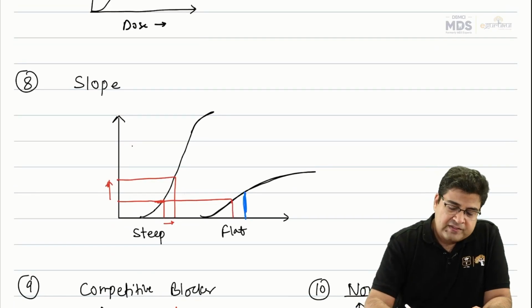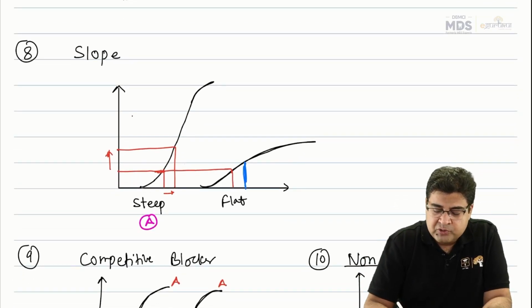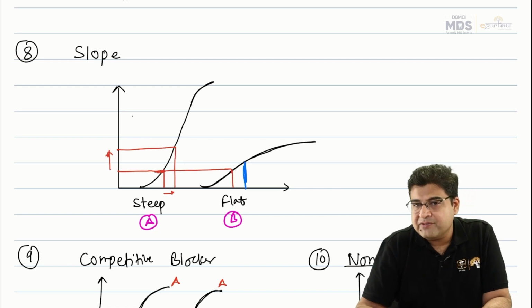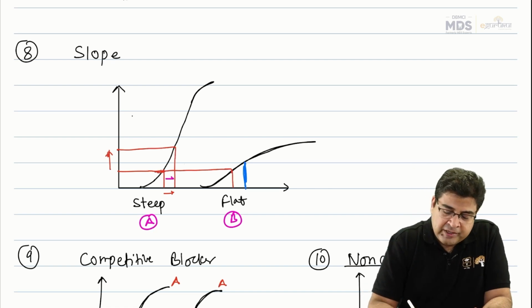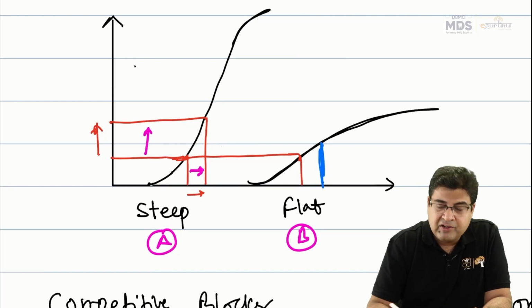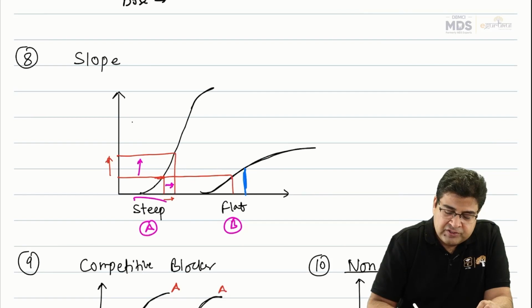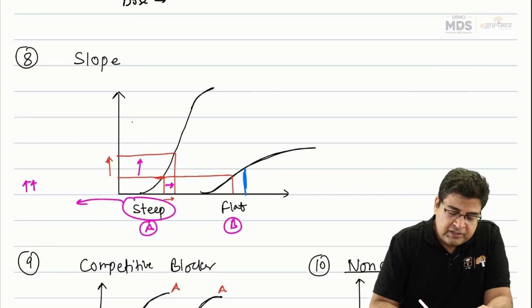Now the slope of DRC is also important. We can have 2 types of slope. In the first figure, you can see the steep slope. In the second figure, you can see the flat slope. In a steep slope, whenever you increase the dose of the medicine, the response will drastically increase, many folds. So for medicines which have a steep slope, whenever you increase the dose, the effect will increase many folds, and the risk of toxicity is more.